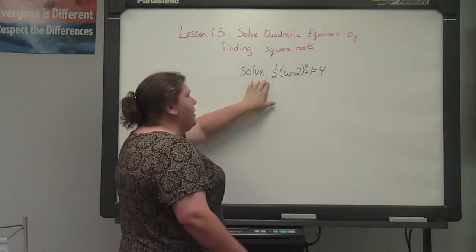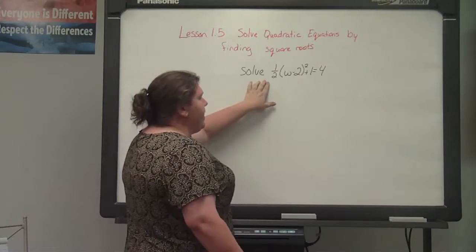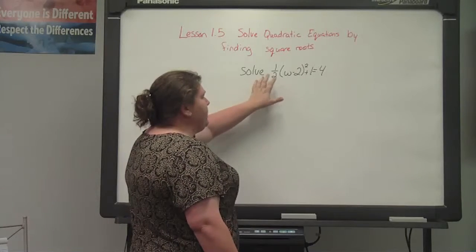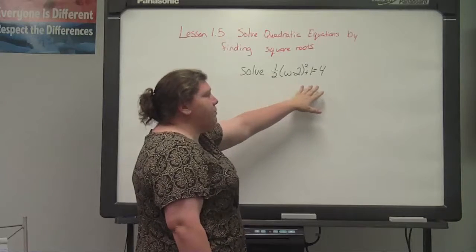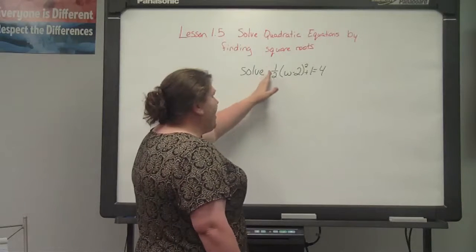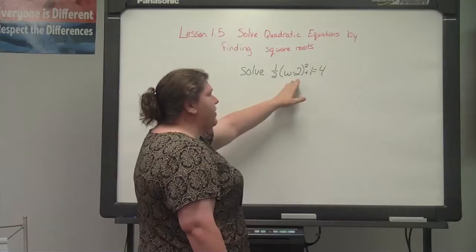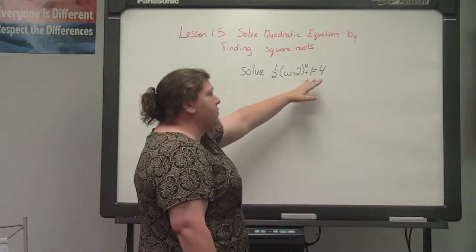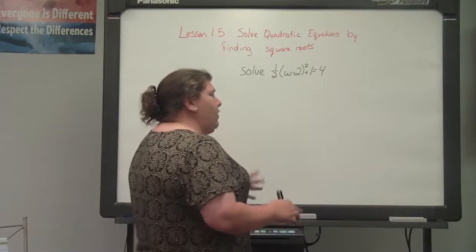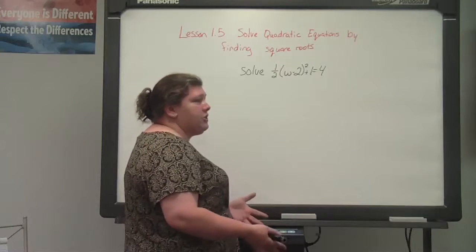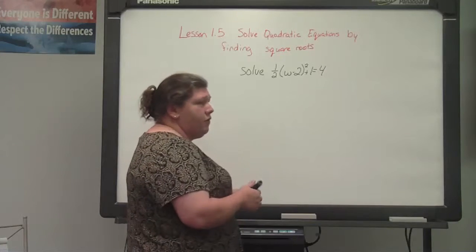I wanted to solve one more equation for you, and this one has another step to it. 1/2 times (w minus 2) squared plus 1 equals 4. So again, we want as few steps as possible to get w by itself.